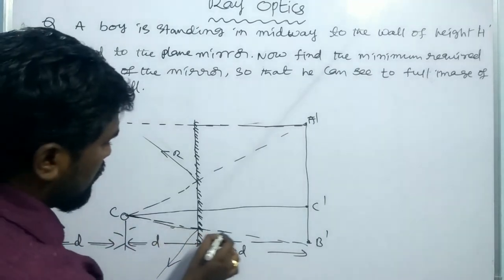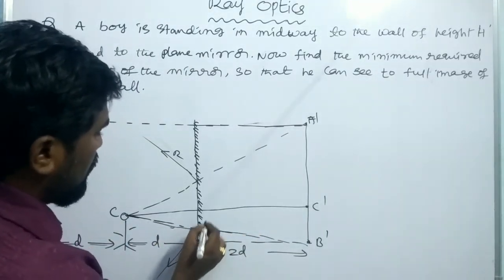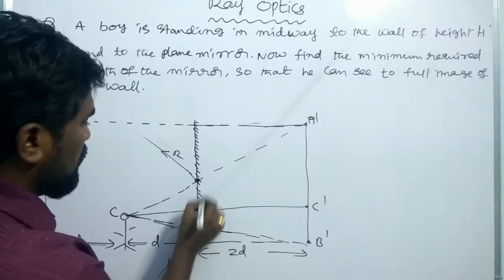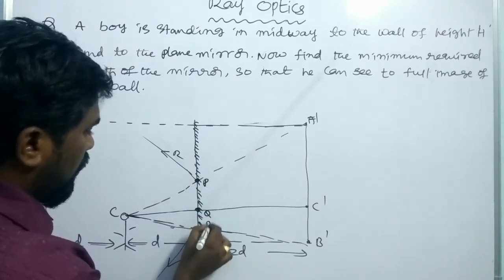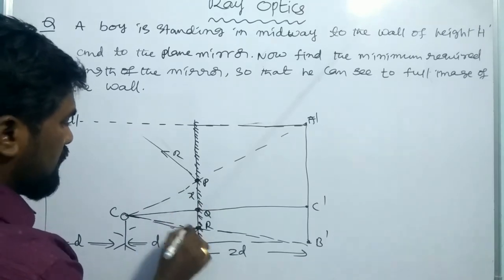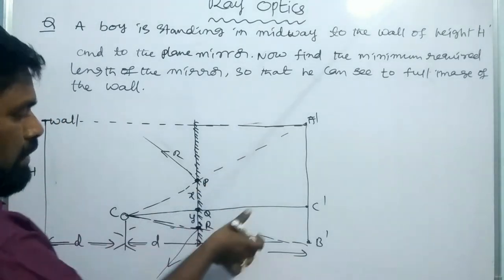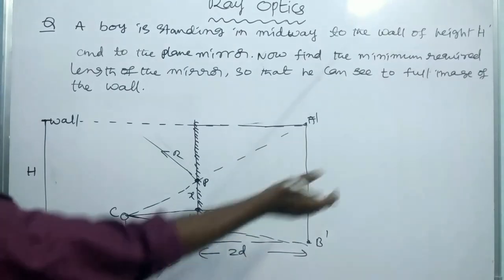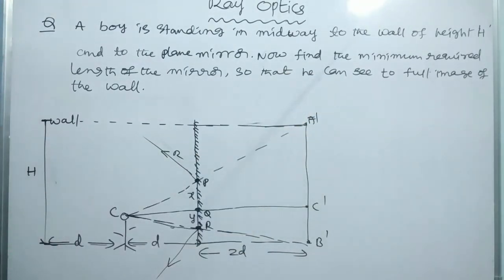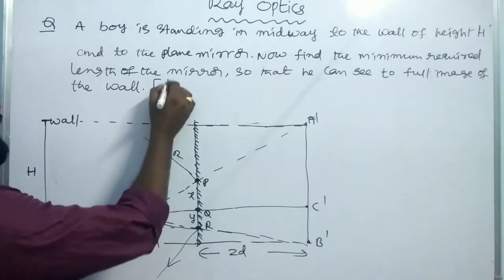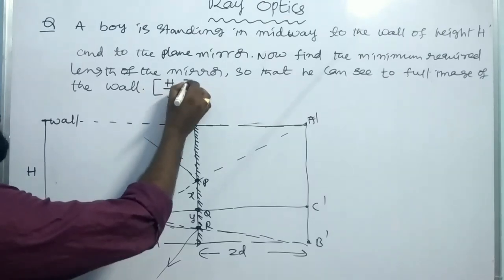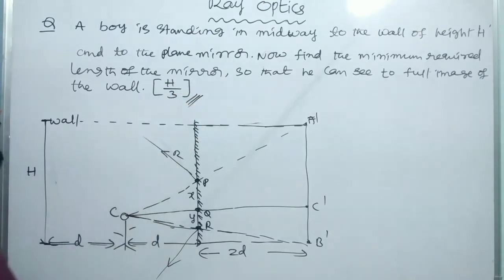Here there are two similar triangles. These points are P, Q, R. PQ is X, QR is Y. This is one of the triangles, and this is the other triangle. In the same pattern, we have to find this. So here the answer is H by 3.